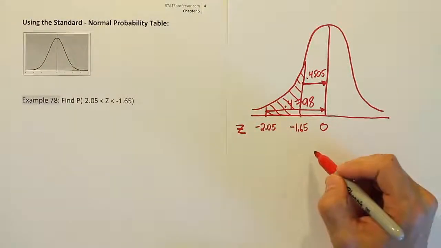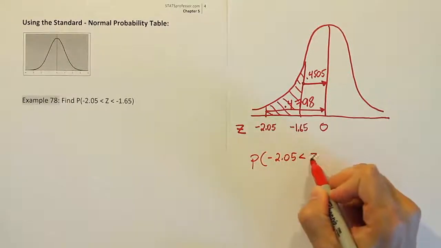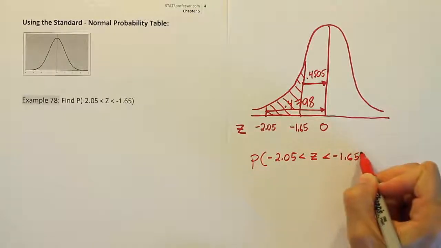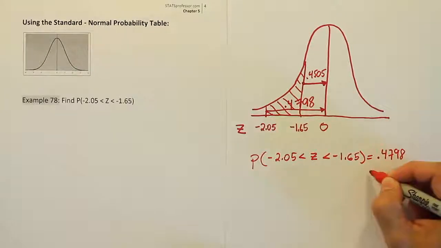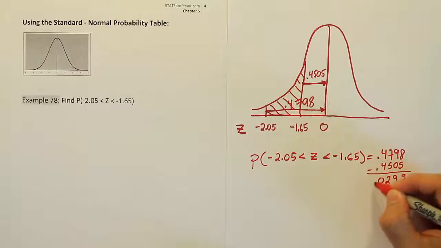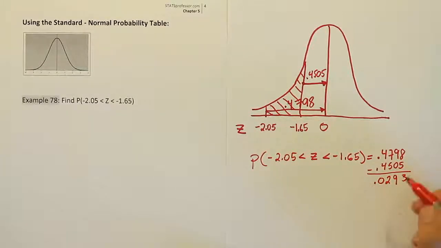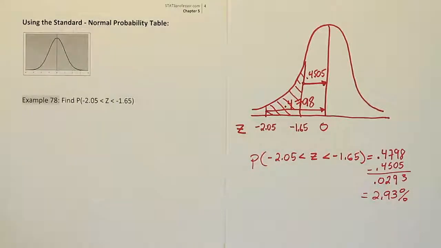So the probability that we're between negative 2.05 and negative 1.65 will be equal to the difference of those two numbers, 0.4798 minus 0.4505. 8 take away 5 is 3, 9 take away 0 is 9, 7 take away 5 is 2, 4 take away 4 is 0. So we get the answer 0.0293, or 2.93%. That is the probability that we're between these two negative values on the standard normal chart.